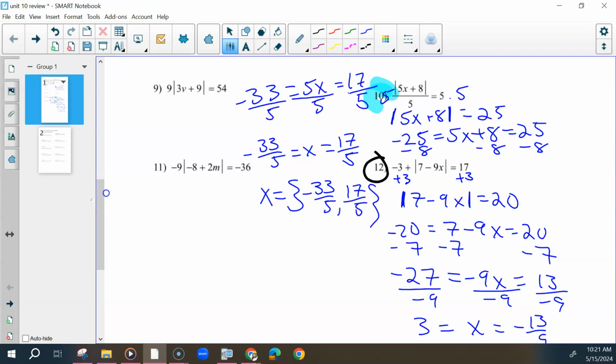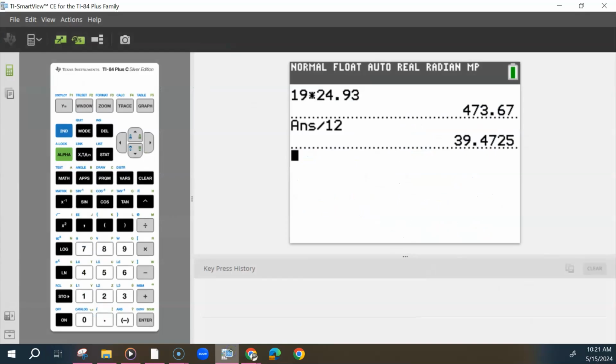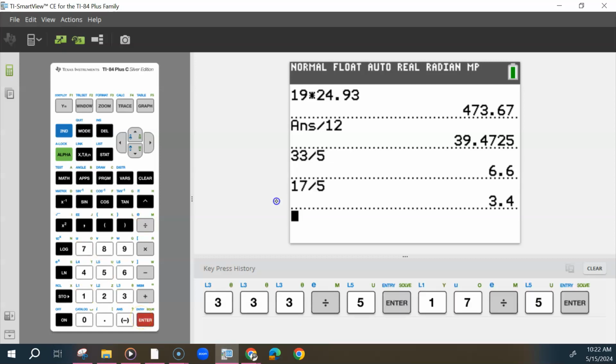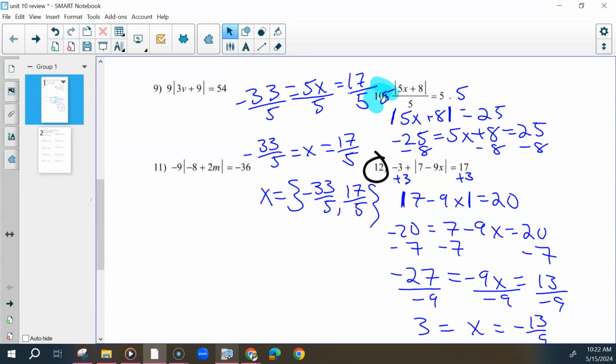Say both fractions were positive, how would you figure out which one is smaller? You can look at the decimal. So it was 33 over 5 and 17 over 5. So this would be the small one. Great. Questions on that?